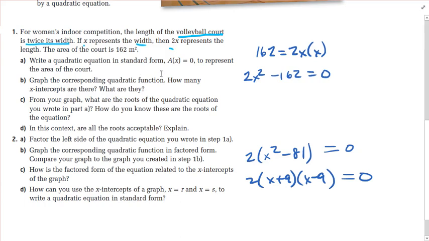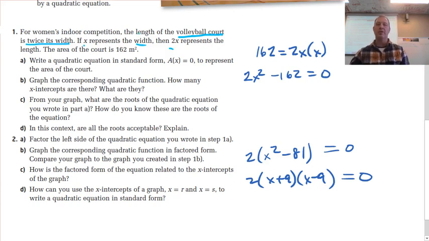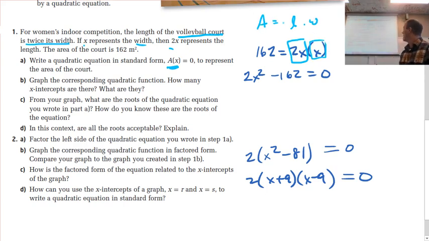All right, so we can write a quadratic equation in standard form to represent the area of the court. So the area is right here. 2x, that's the length, right? The length times x, the width. So area is length times width. So if we write this equation in standard form, then when I expand this out, it's 2x squared minus 162 equals 0. Okay?